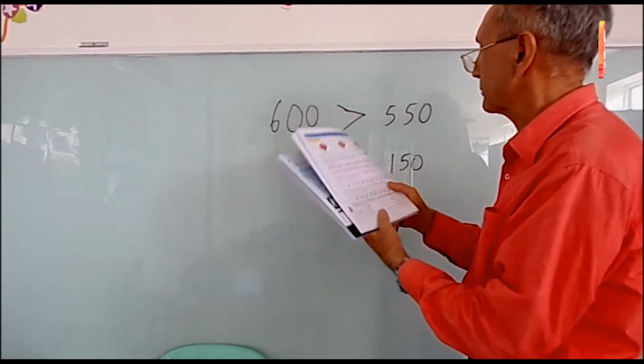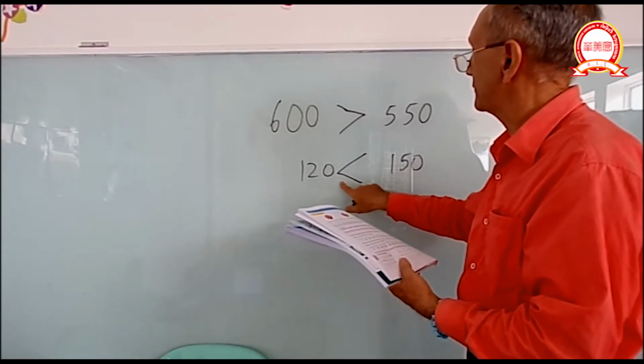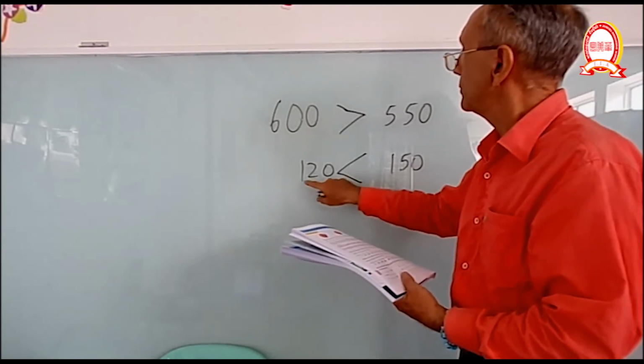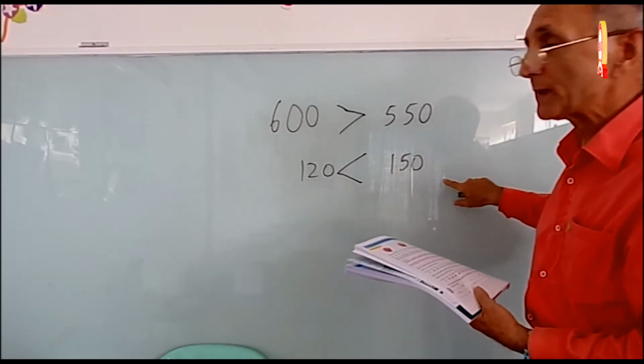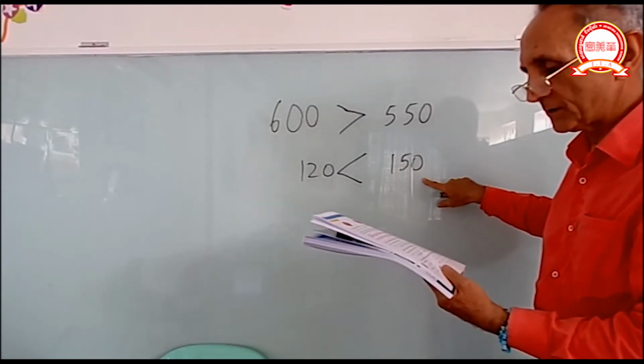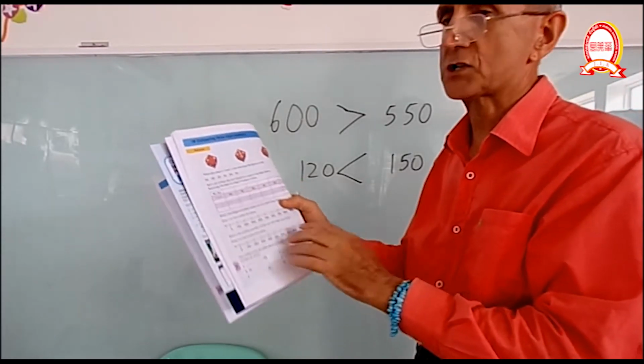In the next one, number 2, you've got 120 and the down arrow. So 120 is smaller than any number that's bigger. So I've put 150. You can put your own numbers and then you finish answering all 6 questions.